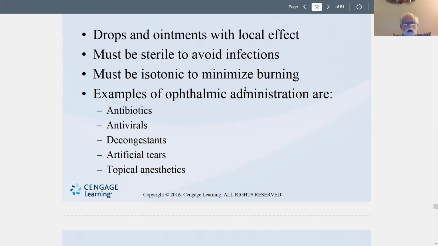So we have antibiotics, we have decongestants, we have topical anesthetics. Your ophthalmologist or optometrist will use a plant-based product, an atropine product, an extract of belladonna, to enlarge the pupils so that they can do an eye exam.